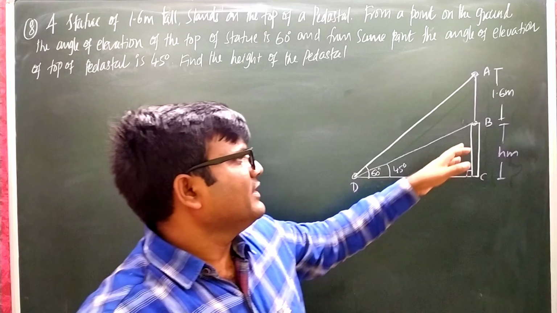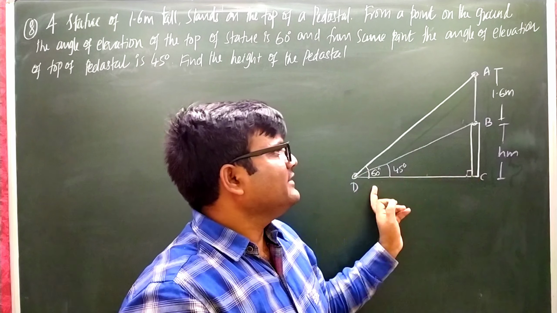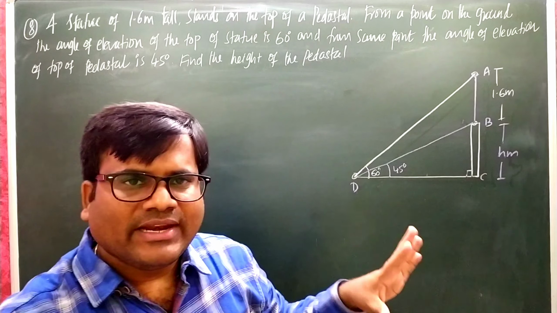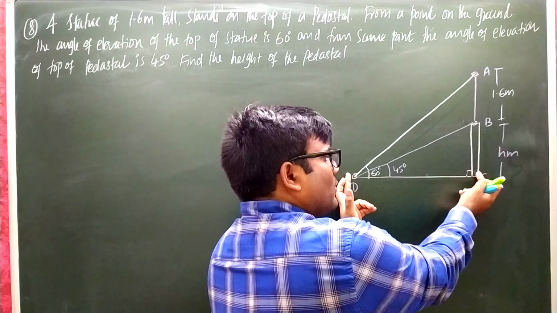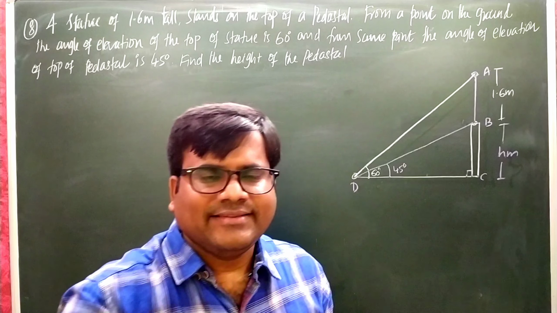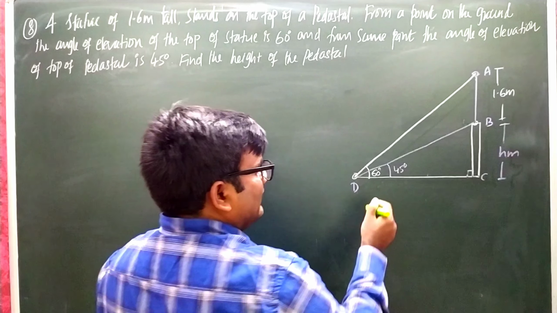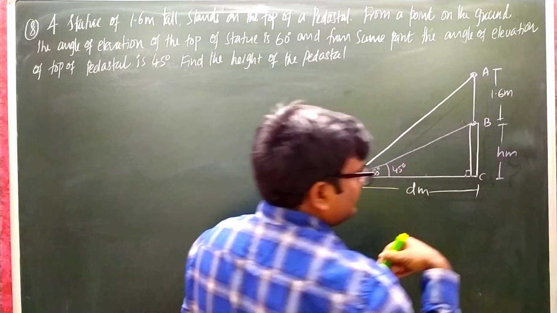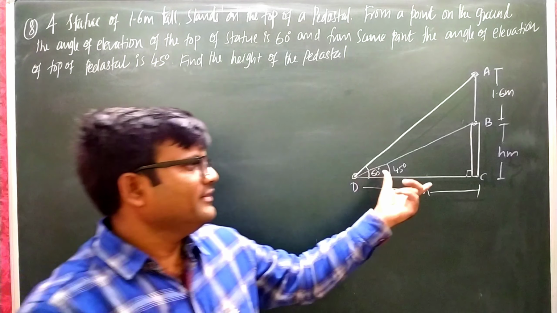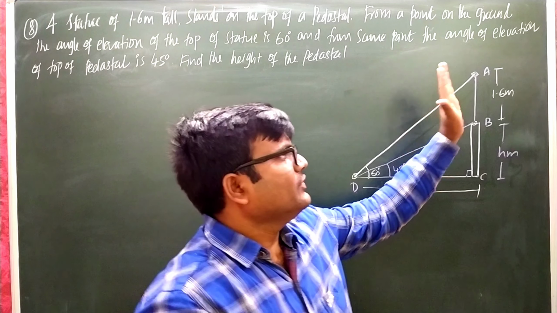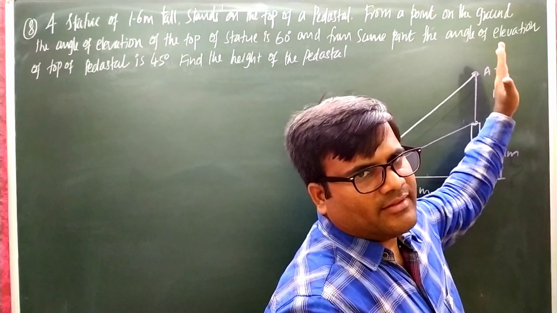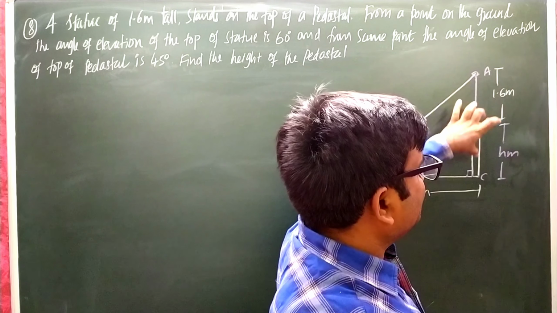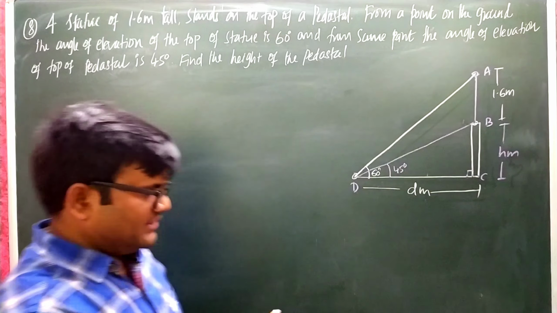So here also we can see the two right angles. One is ACD, second one is BCD. Both the right angles have the same length, that is DC is the common length. So the common length, let you take, that is D meters. So the common length is CD. So this length is given, 1.6 meters. The length of BC is equal to h meters.